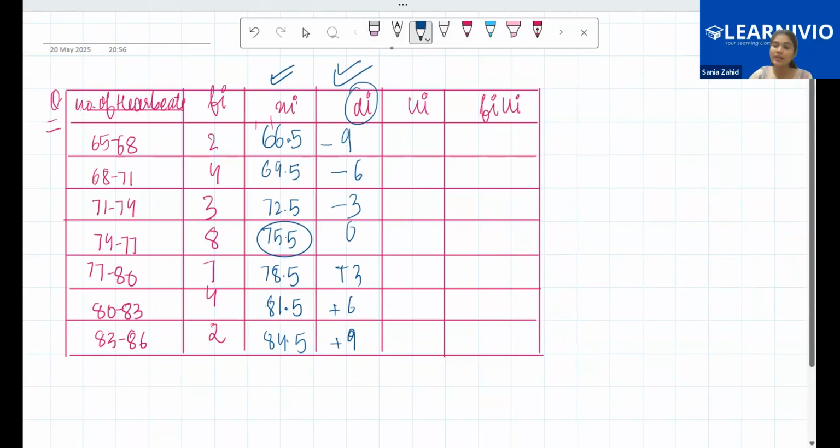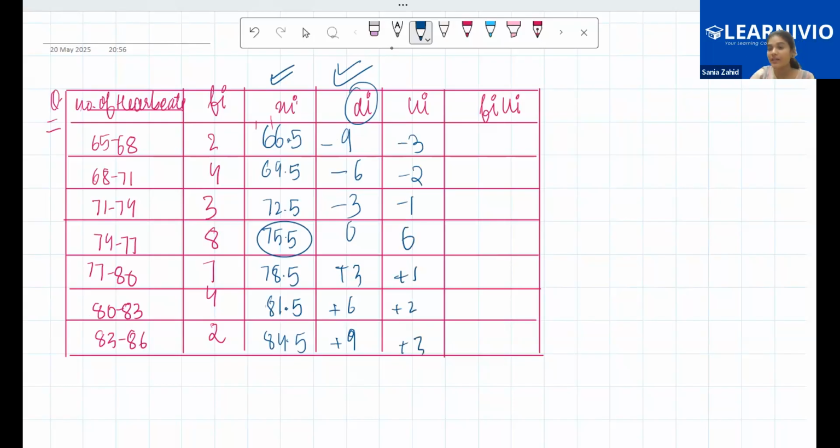Now when are we going to do the assumed mean method, and when is it easier to do the step deviation method? I told you, you go for step deviation method when you see that the di values have some common factor. Can you see there is some common factor for all the di values? What is that? 3. So you divide all these values by 3. What do you get? -3, -2, -1, 0, +1, +2, +3.